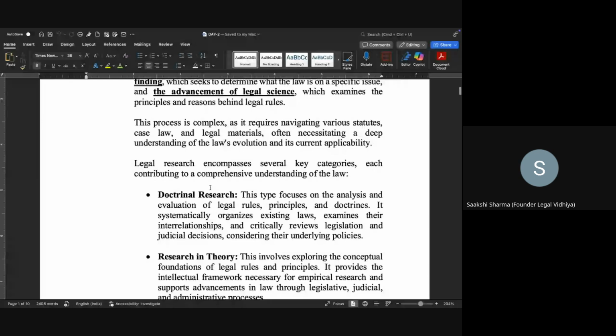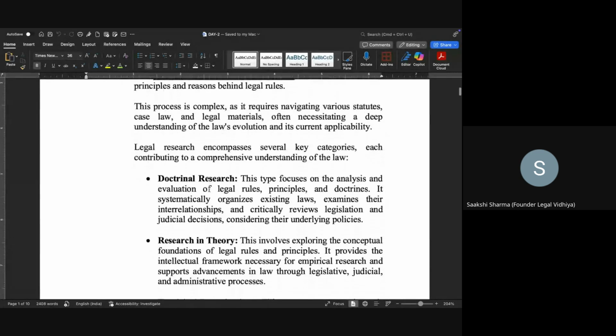Now, legal research is not just something you do by reading, going quickly over the statutes that you have, the constitution, or going over textbooks. It is a complex process and it requires navigating not just one but many laws, case laws, legal materials, including textbooks, and also reading various research papers and commentaries to understand various points of view and to understand how law impacts the society and why the law is the way it is.